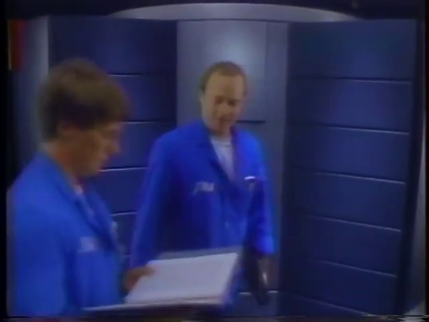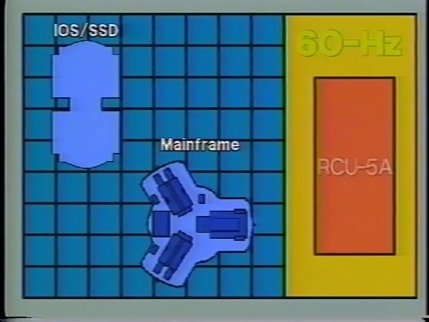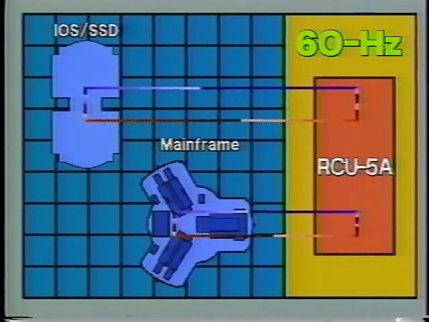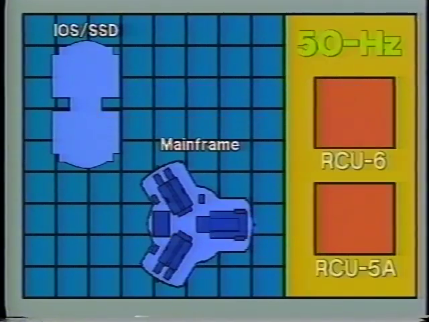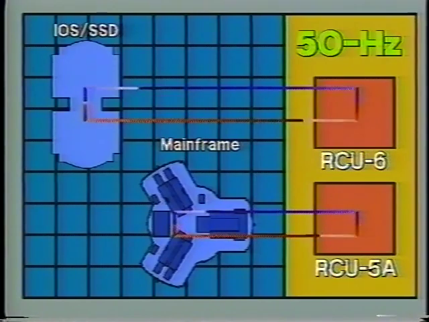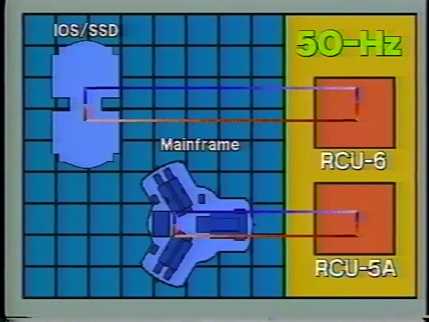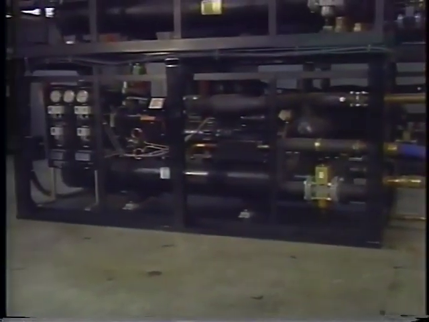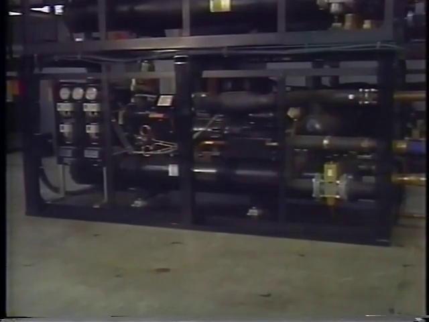The number of RCUs that the C90 system can be configured with depends upon the customer-supplied power source. Sites that have a 60 Hz power source are configured with an RCU 5A, which provides cooling for the mainframe and iOS SSD. Sites that have a 50 Hz power source are configured with an RCU 5A and an RCU 6. The RCU 5A provides cooling for the mainframe, while the RCU 6 provides cooling for the iOS SSD. We will now take a walk-around tour of an RCU 5A and an RCU 6 and show you the components and their locations.